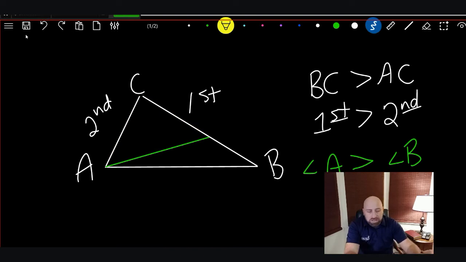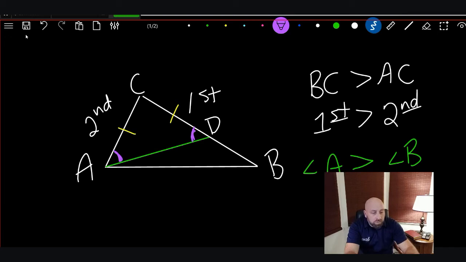Well, we constructed an equal line segment. So we made this line equal to this line. And we could call this point D. That's what they called it there in your book. And so now once they do that, then they say that we have this angle equals this angle.